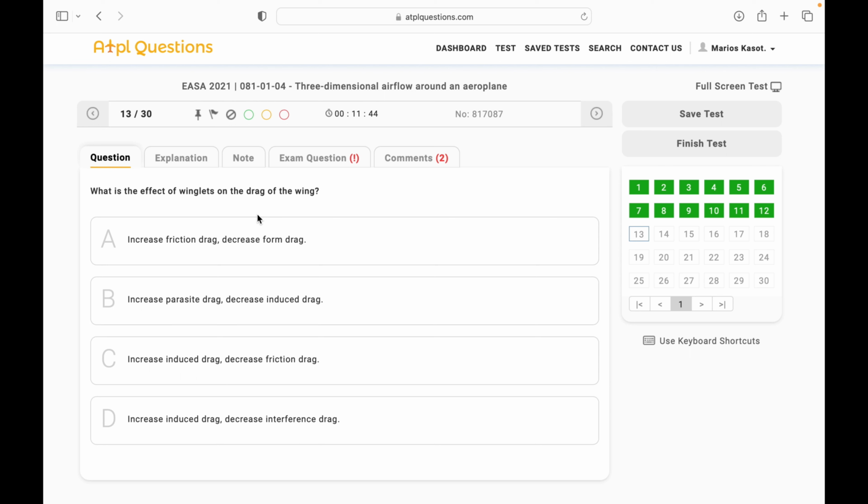What's the effect of winglets on the drag of the wing? Winglets, as we mentioned earlier, decrease the induced drag because they act as a barrier from the flow of the air from the lower surface to go to the upper surface and create wingtip vortices. So they decrease induced drag, but increase parasite drag. Due to their shape, they increase the parasite drag because they are a solid object, but they decrease induced drag.